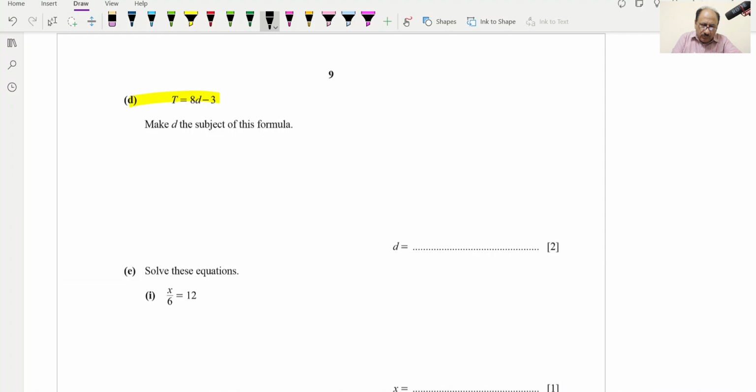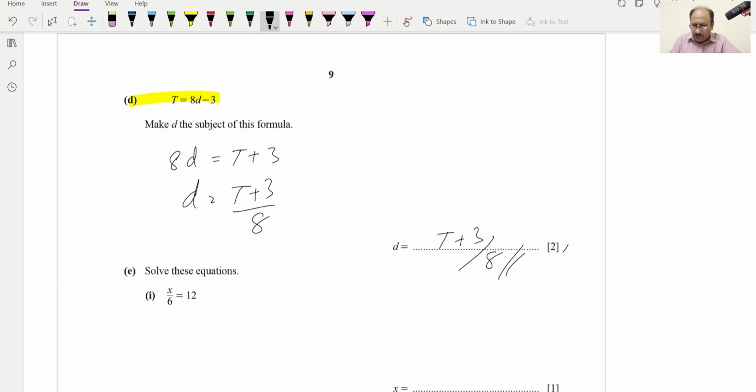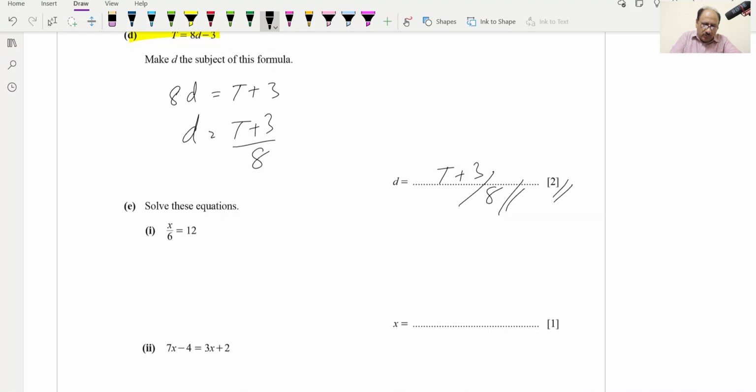To make D the subject, we will shift 3 to the other side. So 8D is equal to T plus 3, so D is equal to T plus 3 over 8. T plus 3 over 8 will be our final answer for 2 marks. And we need to solve this E part, and we can shift 6 to the other side, so x will be equal to 12 into 6, which is equal to 72, and 72 will be our final answer for this part.